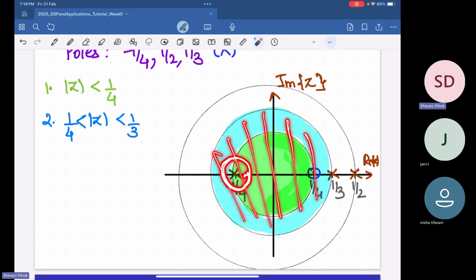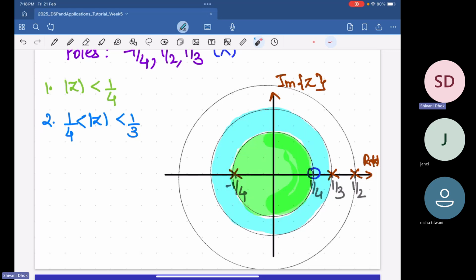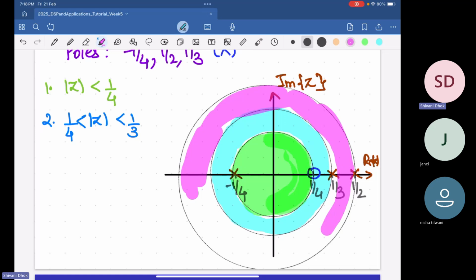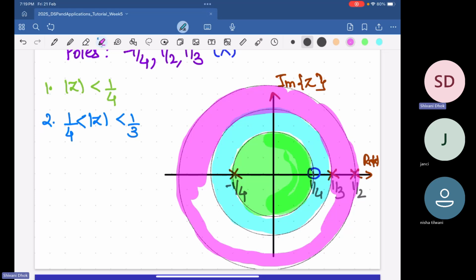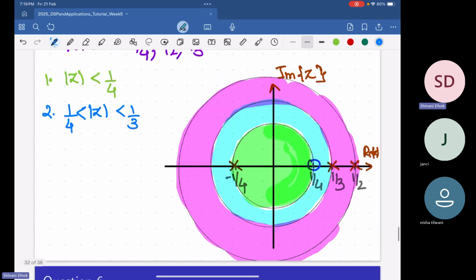So if I consider this entire red color shaded region as my region of convergence, this pole at minus 1 by 4 will be present. So we can't have such kind of region of convergence. Okay. Next option that we have is this. Like this. So for this, don't include the line shaded part that is gone outside.